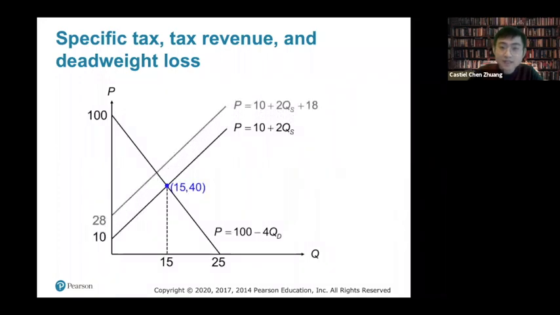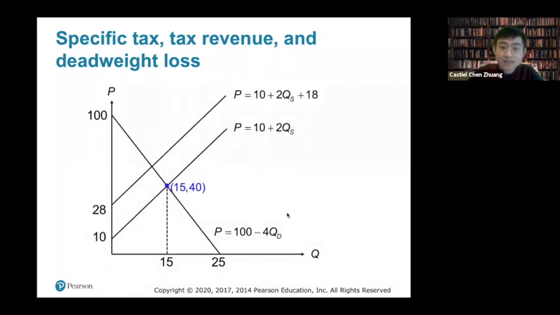So previously, without imposing the tax, the supply curve is P equals 10 plus 2Q. Demand curve is P equals 100 minus 4Q, right? You can calculate the equilibrium. But then with the sales tax, if you collect $18 per unit, then basically you move the supply curve up by 18, okay? Then use these two equations to get a new equilibrium with the tax.